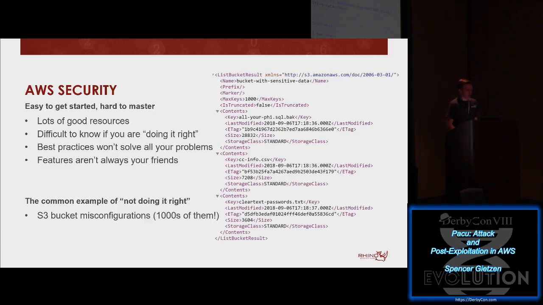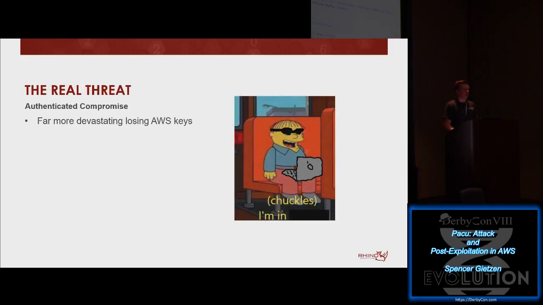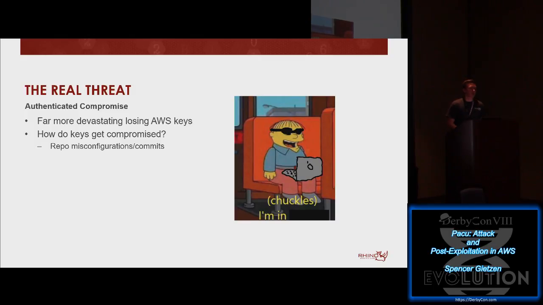S3 bucket misconfigurations are one thing, but the real threat comes in with authenticated compromise, and you're at a much higher risk of lots of different kinds of attacks if you lose your keys versus just somebody discovering your open endpoint on the internet. There's a lot of different ways keys can get compromised, and some of those include repo misconfigurations on GitHub, pushing some keys you had stored in a file or something like that. Social engineering and phishing to get people's usernames and passwords for their accounts.